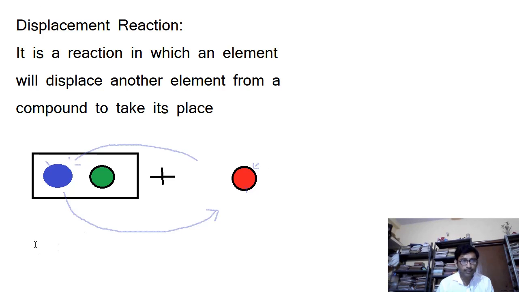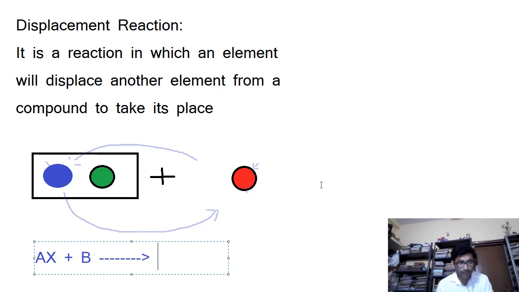We can symbolically represent it in this manner. Suppose we have a compound called AX and this AX is reacting with say B, and what will happen is this B will displace A from this compound AX and it will take its place. So the result, the product will be BX plus A. So A has been displaced and B has taken its place.